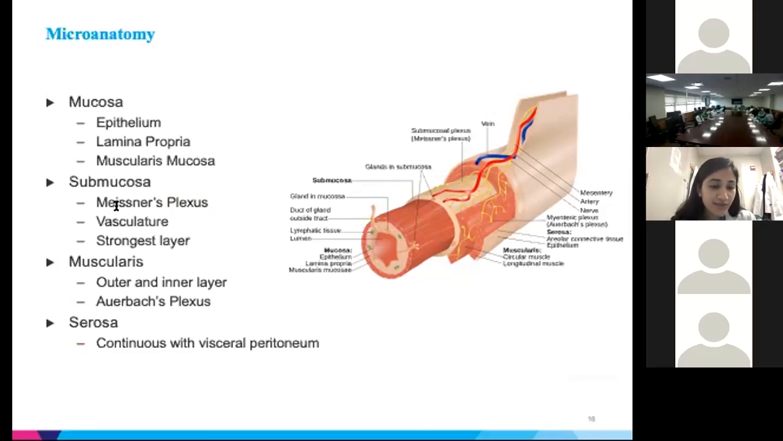The submucosa then is a layer of fibroelastic connective tissue that contains blood vessels and nerves. It's the strongest component of the intestinal wall, and that's why it's really important that you include it when you're creating an anastomosis. The muscularis layer consists of a thin outer longitudinal layer and a thicker inner circular layer of smooth muscle. And lastly, the serosa is the outermost layer and is continuous with the visceral peritoneum.